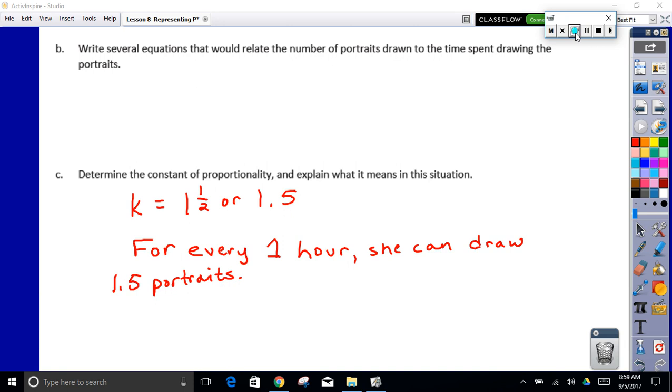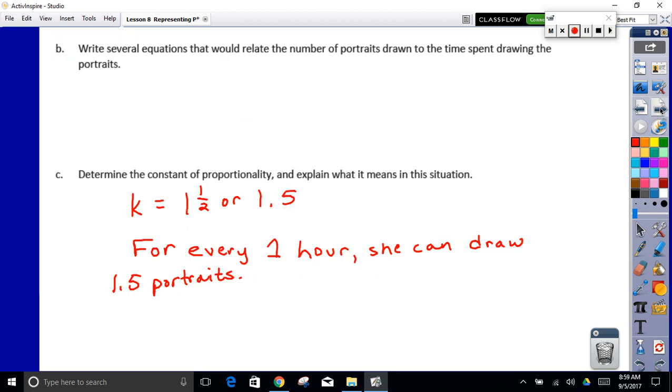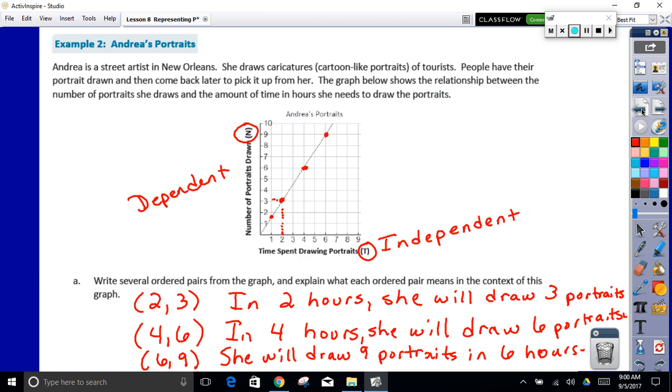Now, normally we've been using x and y. However, if we look back at our graph, it tells us what we're supposed to use. We're supposed to use t for the time spent drawing portraits and n for the number of portraits drawn. So over here, time spent is t, number of portraits drawn is n. Is our equation going to be an n equals or a t equals? Eli? It's going to be n equals. How do you know that it's n equals and not t equals? Because it's on the y-axis. Good. N's on the y-axis, so it's going to be an n equals.